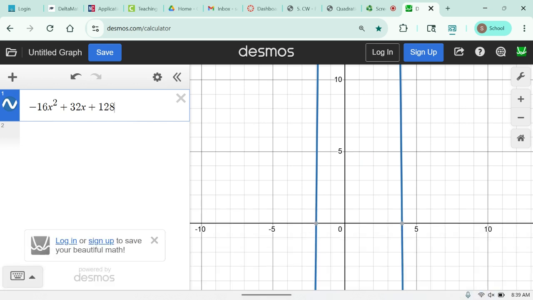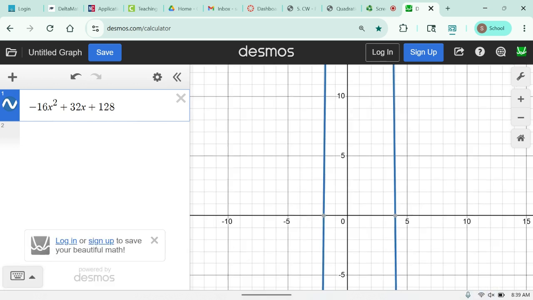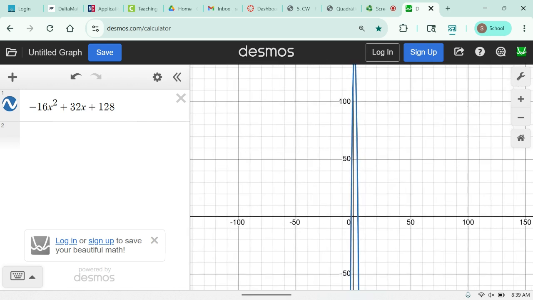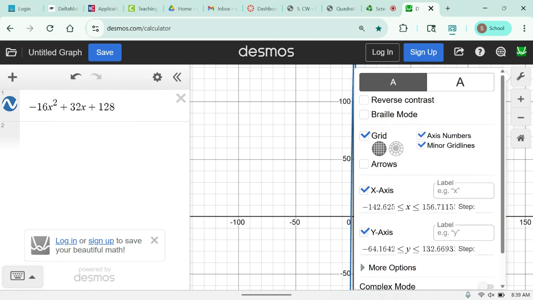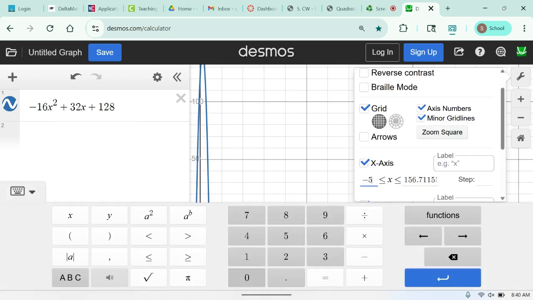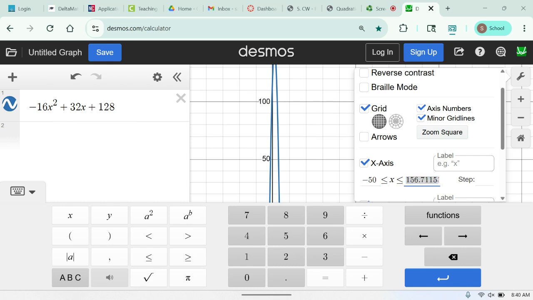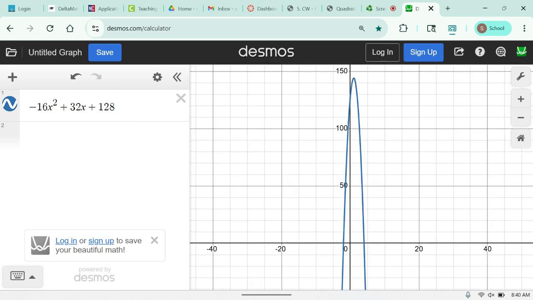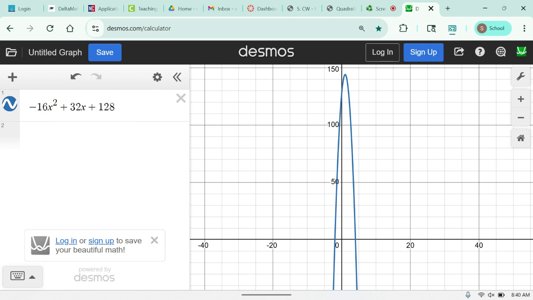Now, we're looking at the x-intercepts. So I'm going to zoom out just a little bit so that you guys can see what's going on. I'm actually going to change my screen to look at it. So I want my x-axis to be, let's say, from negative 50 to positive 50. All right, so now I have a little bit of a better idea of what this picture is going to look like.